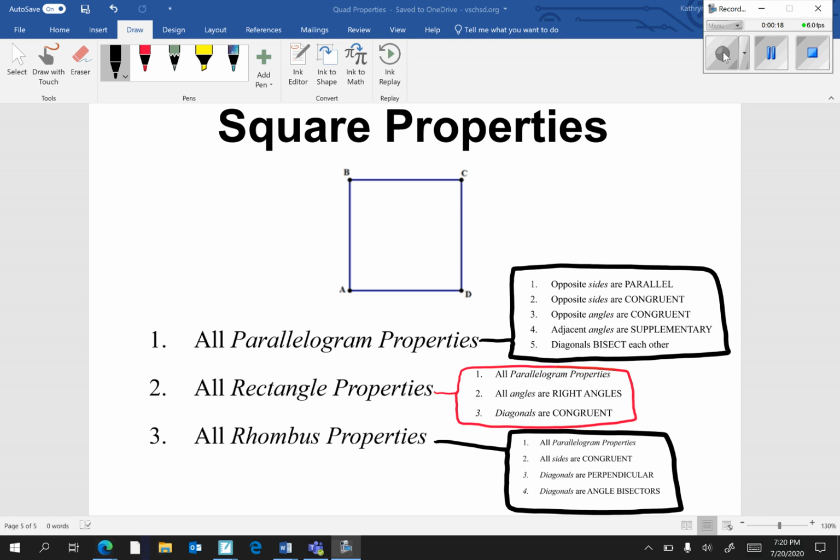So number one, opposite sides are parallel. So BC is parallel to AD, and AB is parallel to CD. Opposite sides are congruent.